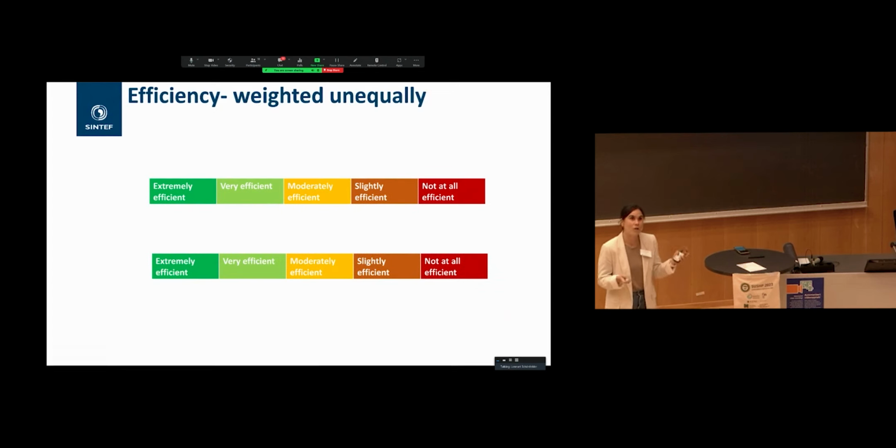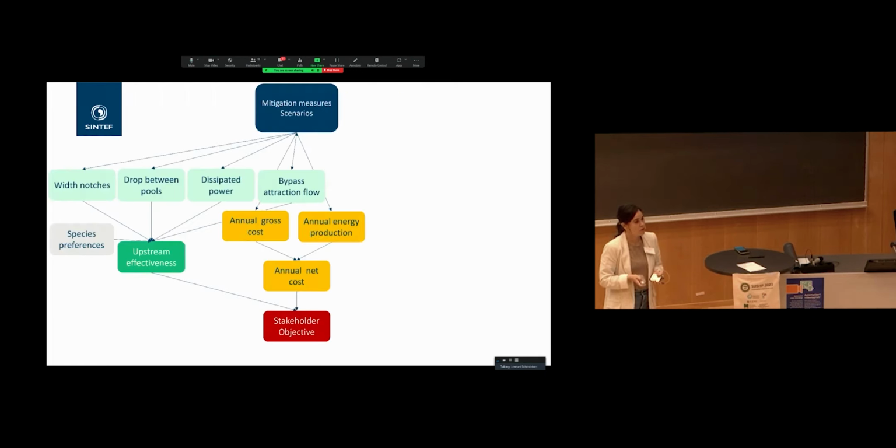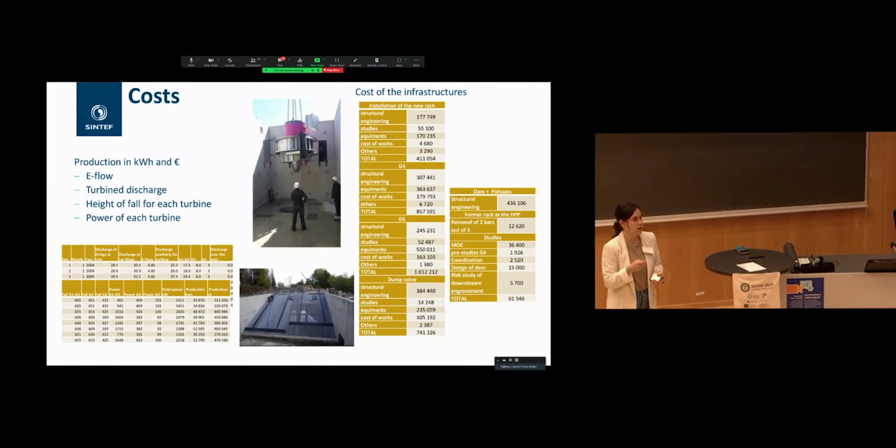And this was when all indicators have the same weight, but you can also have different weights within the indicators. So if, for example, you have an indicator that is ranked as the lowest importance, you might still have high efficiency. But if one of these indicators is ranked as very important, that means all your efficiency will be on the slightly or move down towards not efficient. We also include the costs, for the production and also for the cost of the infrastructure for all the different scenarios.